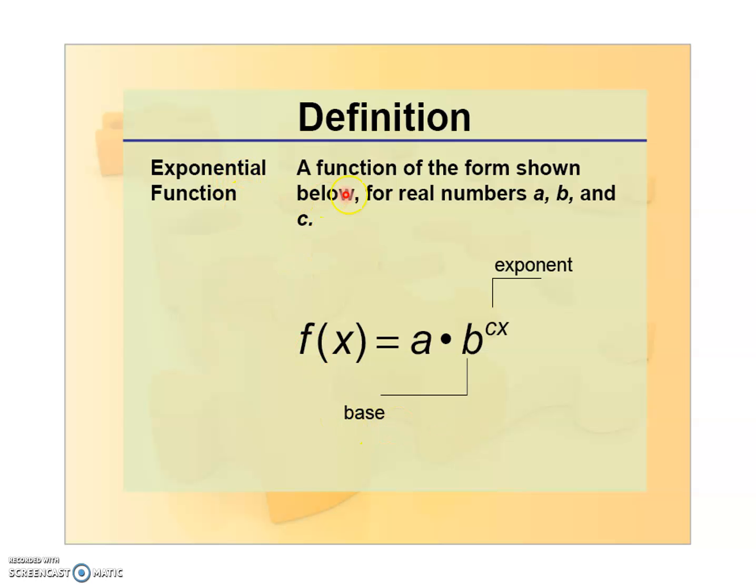Exponential function definition: a function of the form shown below for real numbers a, b and c, f of x is equal to a dot b raised to cx. This portion is called the exponent, this portion is called the base. That is called an exponential function. Most commonly, exponential functions are e raised to x, a raised to x.